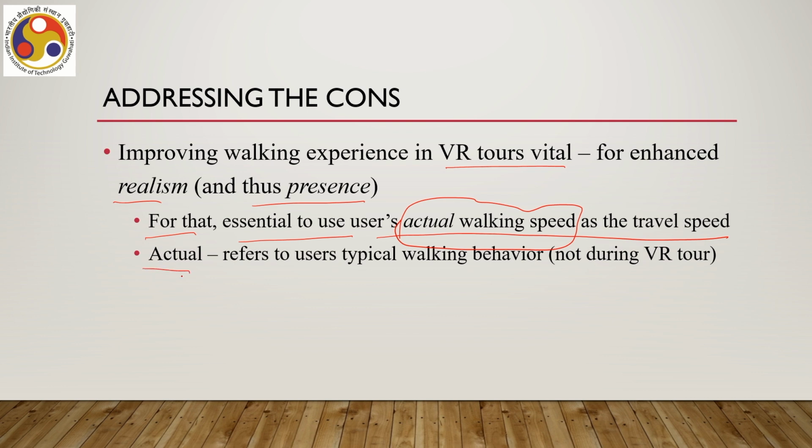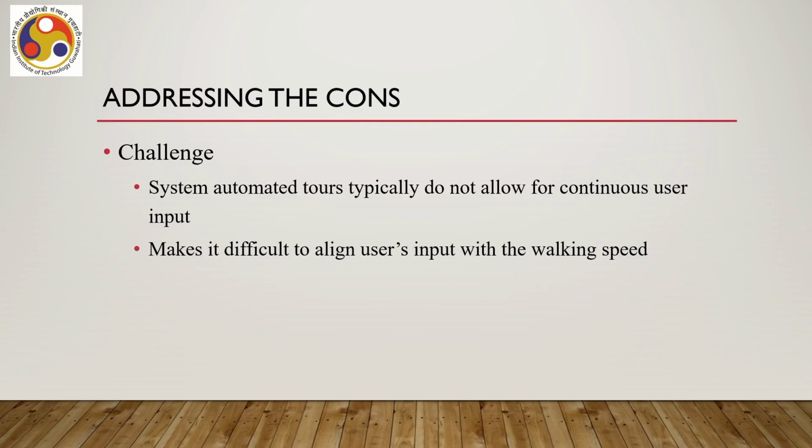Now, when we say actual, it refers to the user's typical walking behavior, not during walking in a VR tour. The challenge here is that system-automated tours typically do not allow for continuous user input. That makes it difficult to align the user's input with the walking speed. So, if the input mechanism is not there, then how can the user tell whether they want to move at a natural walking speed, or whether the speed provided by the system is good enough?